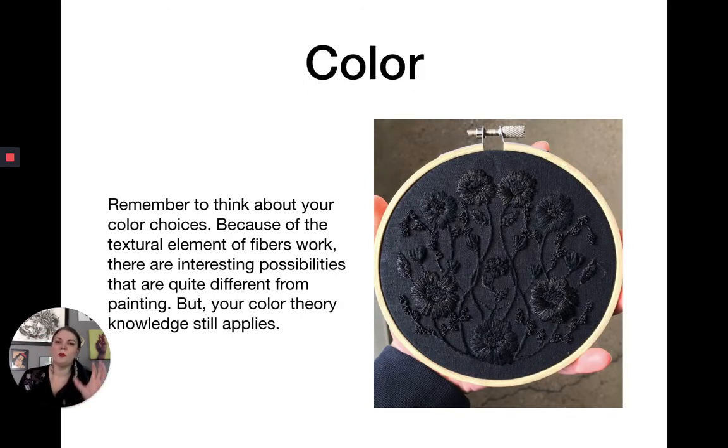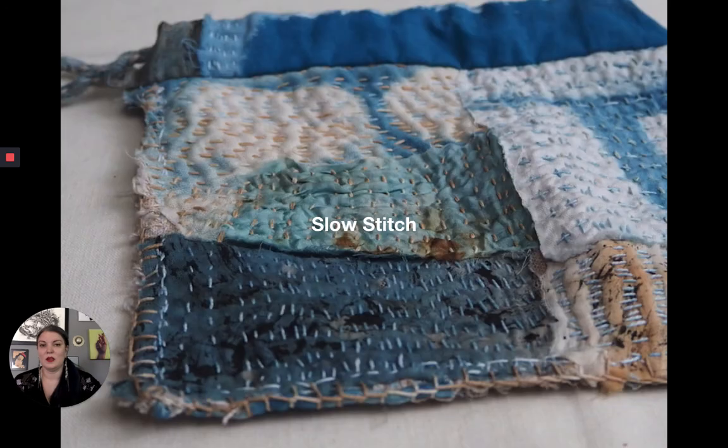Color. Remember to think about your color choices, right? Because of the textural element of fiber work, there are really interesting possibilities that are quite different from painting. As a painter, I always think about things in relation to painting. I can't help it, that's the way my brain is wired. Your color theory knowledge is still helpful and still applies, but also you can do things like this example, which is black thread on a black surface, which in a painting would be very Malevich, very subtle. But in fiber art and embroidery, it looks kind of rad, right? And it's not quite as subtle. So we can use this textural contrast to do things that wouldn't work as well in other media. That's certainly something to keep in mind.